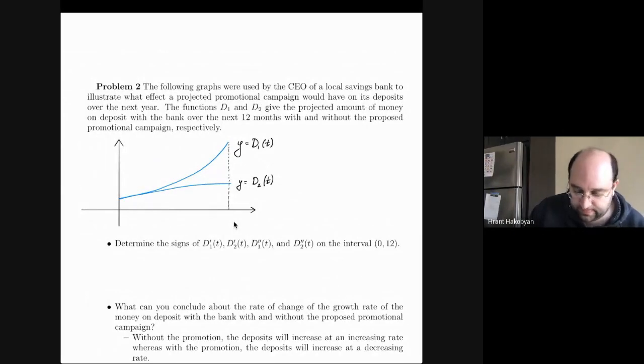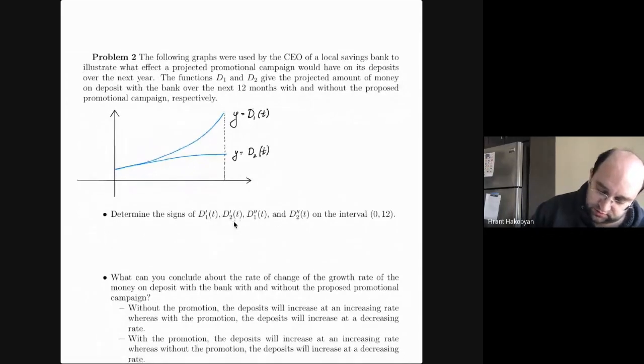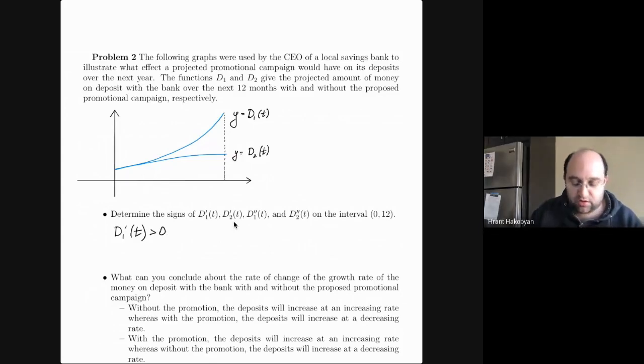First of all, we have to determine the signs of these derivatives. Okay, so let's do that. So let's say d1 prime t. Is it positive or negative? Well, d1 is the top graph, right? It's this graph here. Does it increase? Yes, it increases. That means the derivative is positive because the function is increasing.